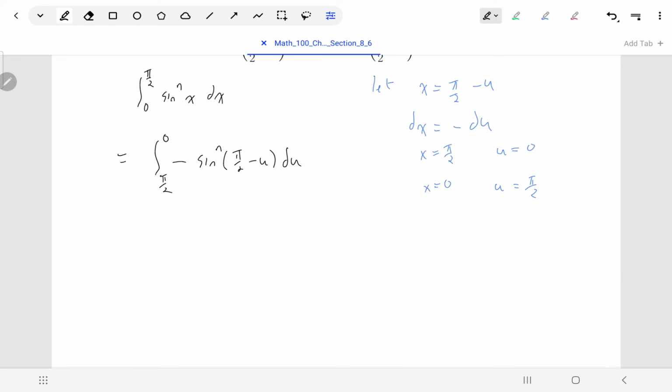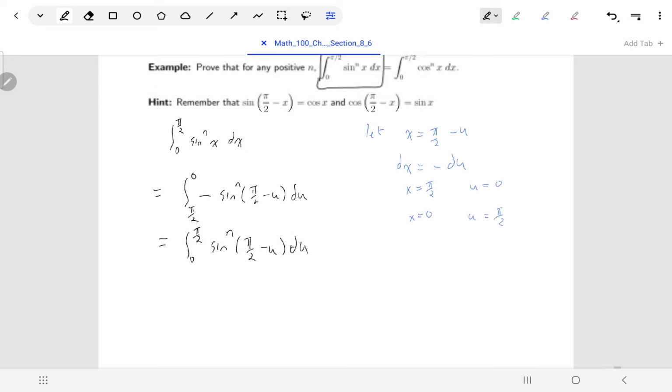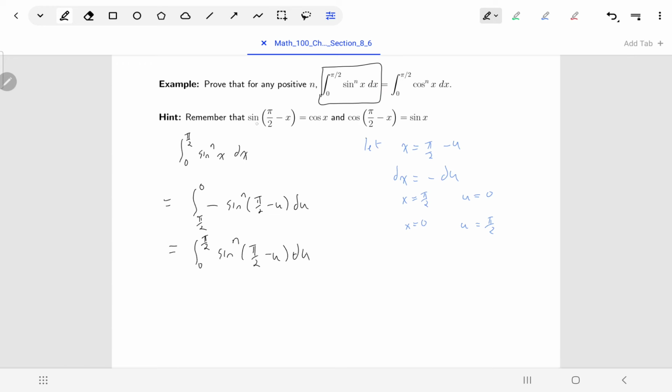Okay, so now we're part of the way there. Again, this is the same sort of thing we've seen a few times now. Our limits of integration seem to be in the wrong order. So I'm going to swap it from pi over 2 to 0 into 0 to pi over 2. And that's going to change the sign of what's inside from a negative to a positive. And there we go. I can now use my little identity. I know that sine of pi over 2 minus x is cosine of x. So sine of pi over 2 minus u is cosine of u, or sine to the n of pi over 2 minus u is cosine to the n of u.